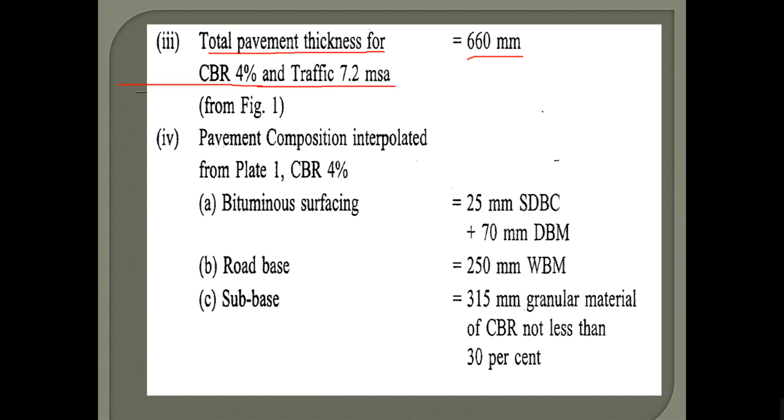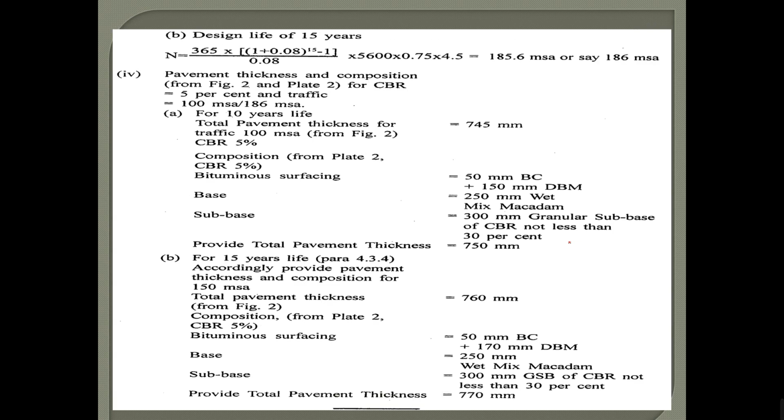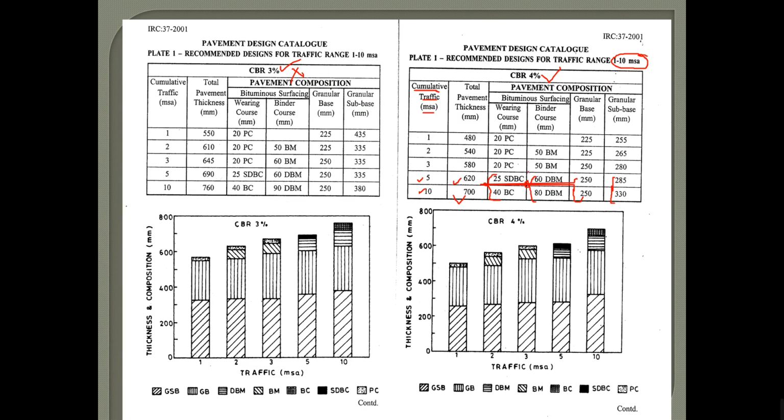Okay, next, pavement composition interpolated for the value of CBR 4%. Bituminous surfacing is considered to be 25 mm SDBC, 70 mm DBM. What about this SDBC? What about this DBM? We are not bothered about it. Why? Because this is going to be called semi-dense bituminous concrete, and this is going to be called dense bituminous macadam. Already by the pavement catalog, it is going to be very clear to us. This is 25 SDBC and this is 40 BC. Are you understood?